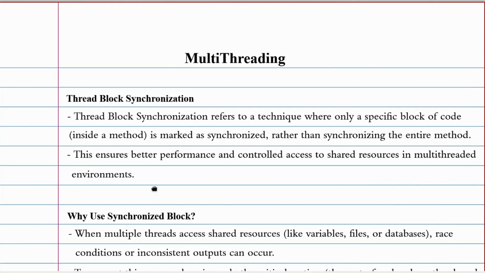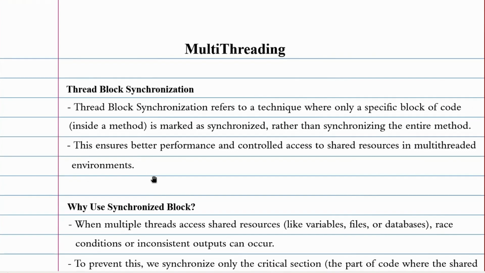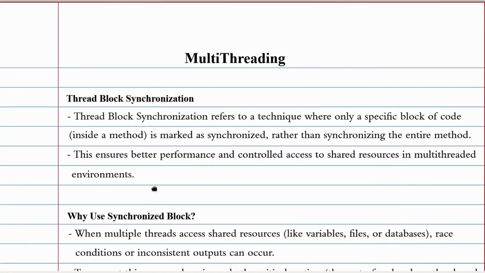So in block level synchronization, what it does is it does not make the whole method synchronized. We create a block and only that block of code will be synchronized. The rest of the code in the method will run in a multi-threaded process. So this is block level synchronization.